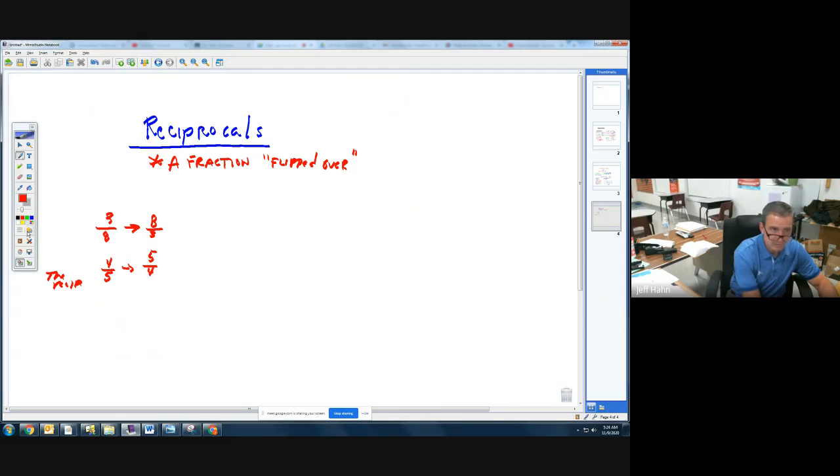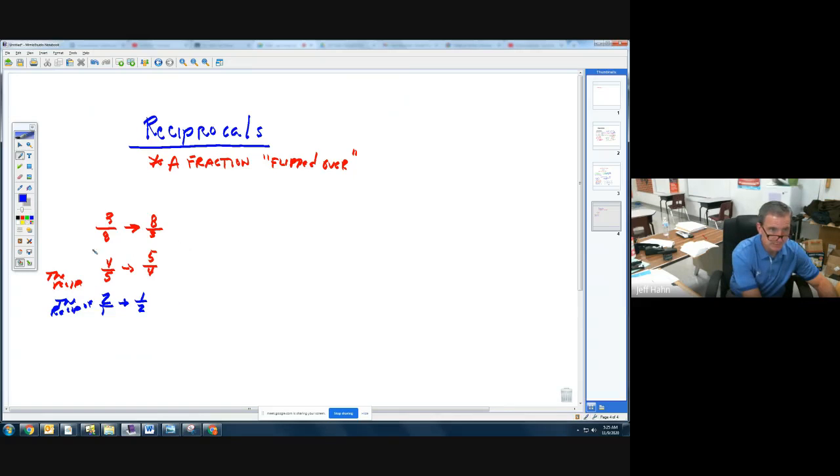Now, sometimes it gets a little more complicated if we use a whole number. What is the reciprocal of 2? Well, if you remember, we can make 2 a fraction, and we need to do that. We can make any whole number a fraction by putting it over 1. So now I can take that fraction and flip it over, and the reciprocal of 2 over 1 is 1/2. So that makes it pretty simple.